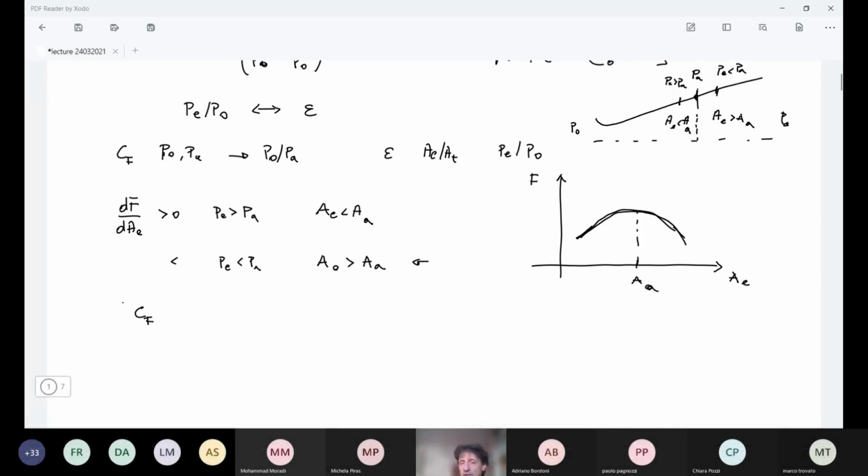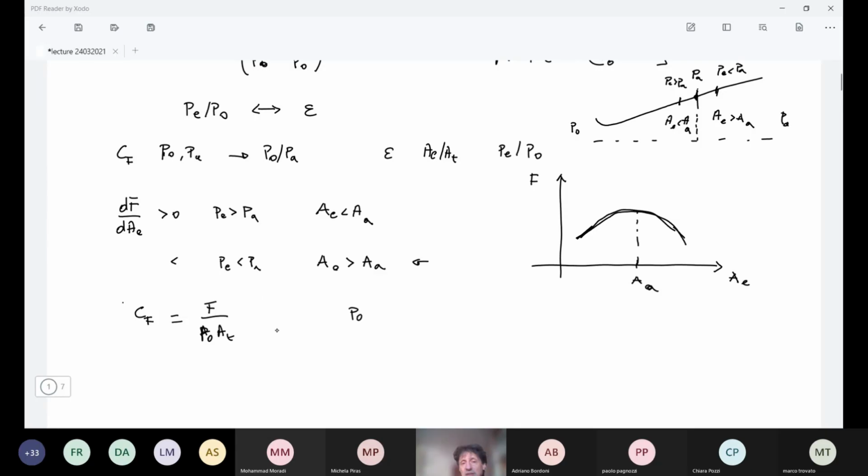We are now considering the fact that this thrust coefficient is proportional to thrust, but it is proportional through this speed c0 at, as I wrote at the beginning. So if we have a higher value of CF, it means that for a given F, which is our target, we can obtain the same thrust.